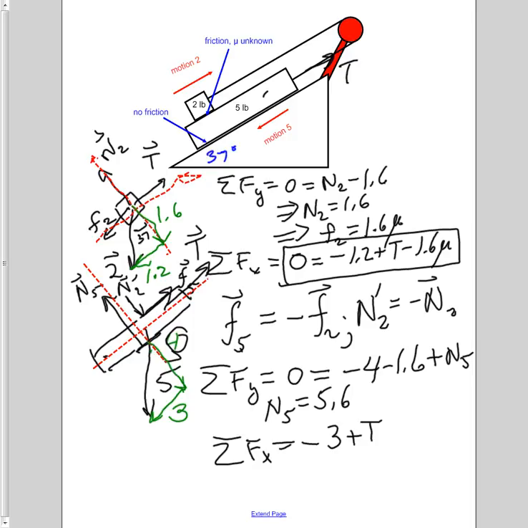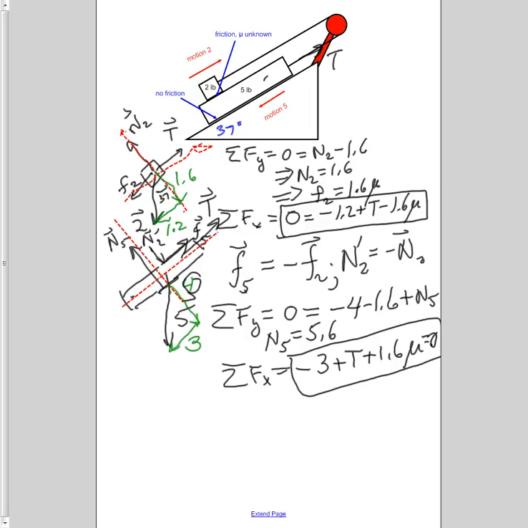Okay, back here. So it's -3 plus T plus F5, but F5 is the same in magnitude as F2, so that's plus 1.6 times the unknown mu. And that's everything. All that has to add up to 0. Now I have two equations in boxes here. I have two equations and two unknowns.